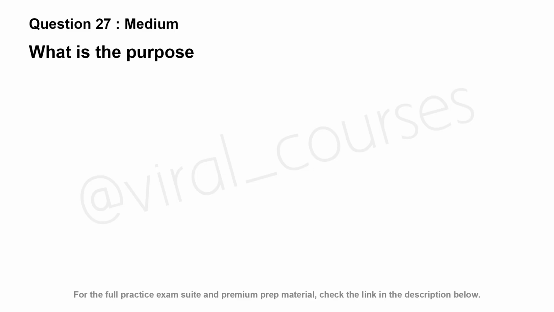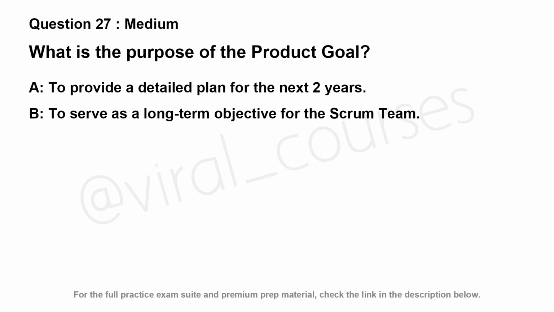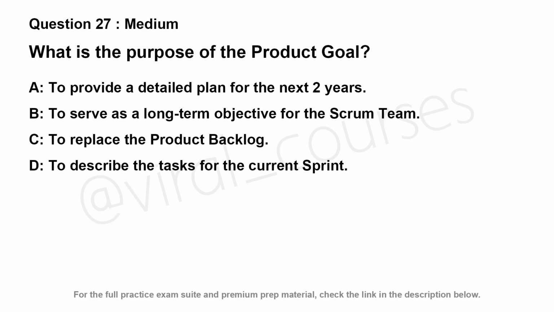What is the purpose of the product goal? Option A, to provide a detailed plan for the next 2 years. Option B, to serve as a long-term objective for the Scrum team. Option C, to replace the product backlog. Option D, to describe the tasks for the current sprint.